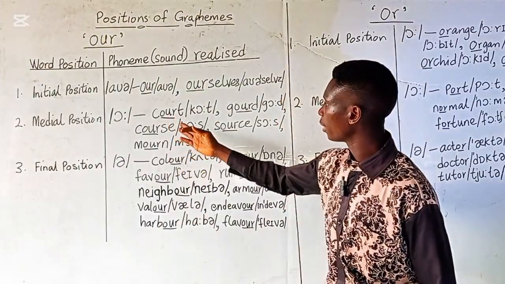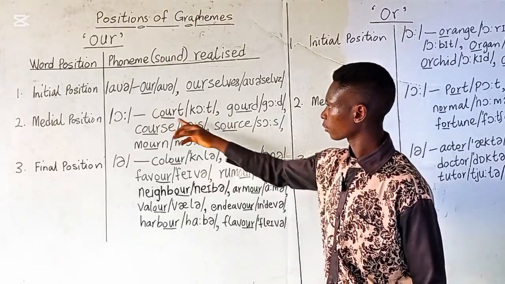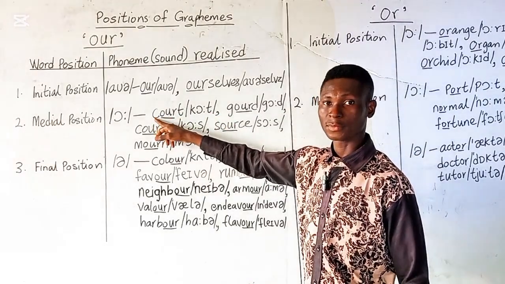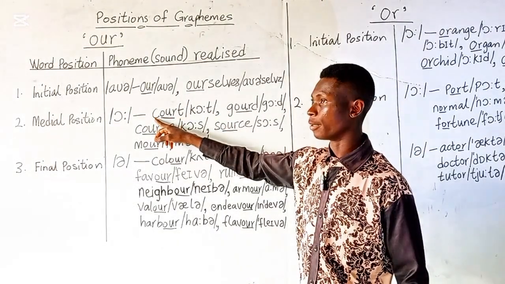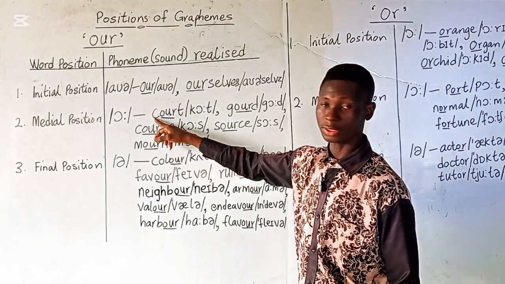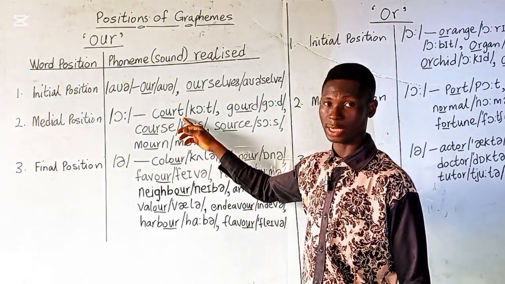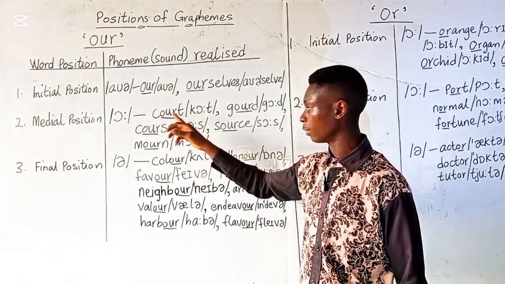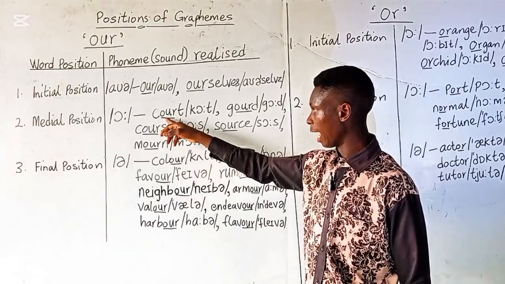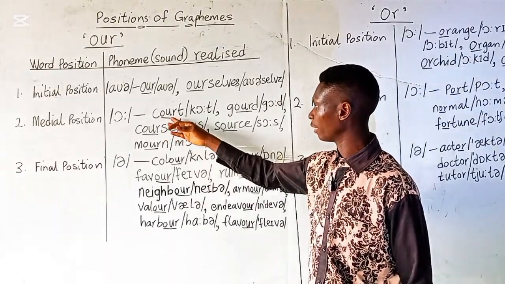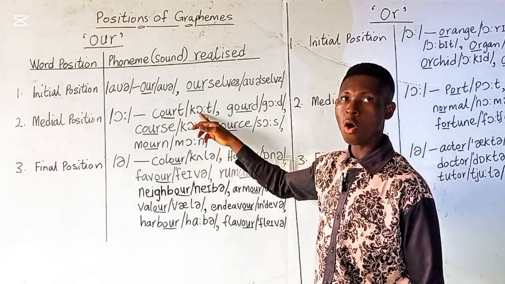For instance, we have here court. We have the onset, that's the initial consonant sound, and the final consonant sound. And in between the initial and final consonant sound, we have OUR. So in place of that OUR, we have the O sound.